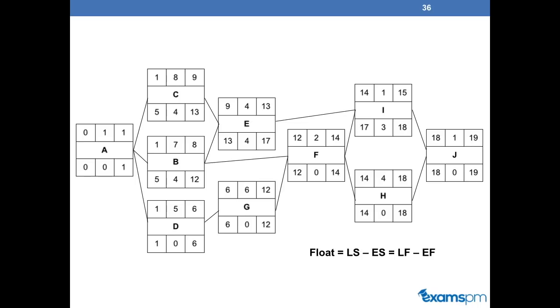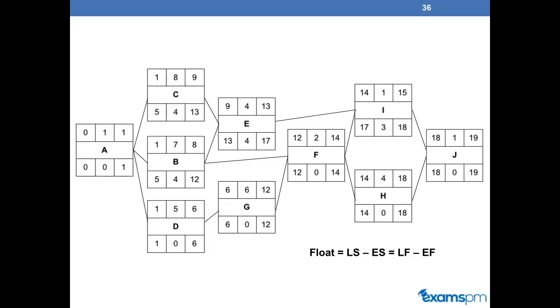Let's look at one last example. Let's look at activity E. Activity E has a late start date of 13 and it has an early start date of 9. 13 minus 9 gives us 4, which means that we can delay activity E by 4 weeks without delaying the entire project.